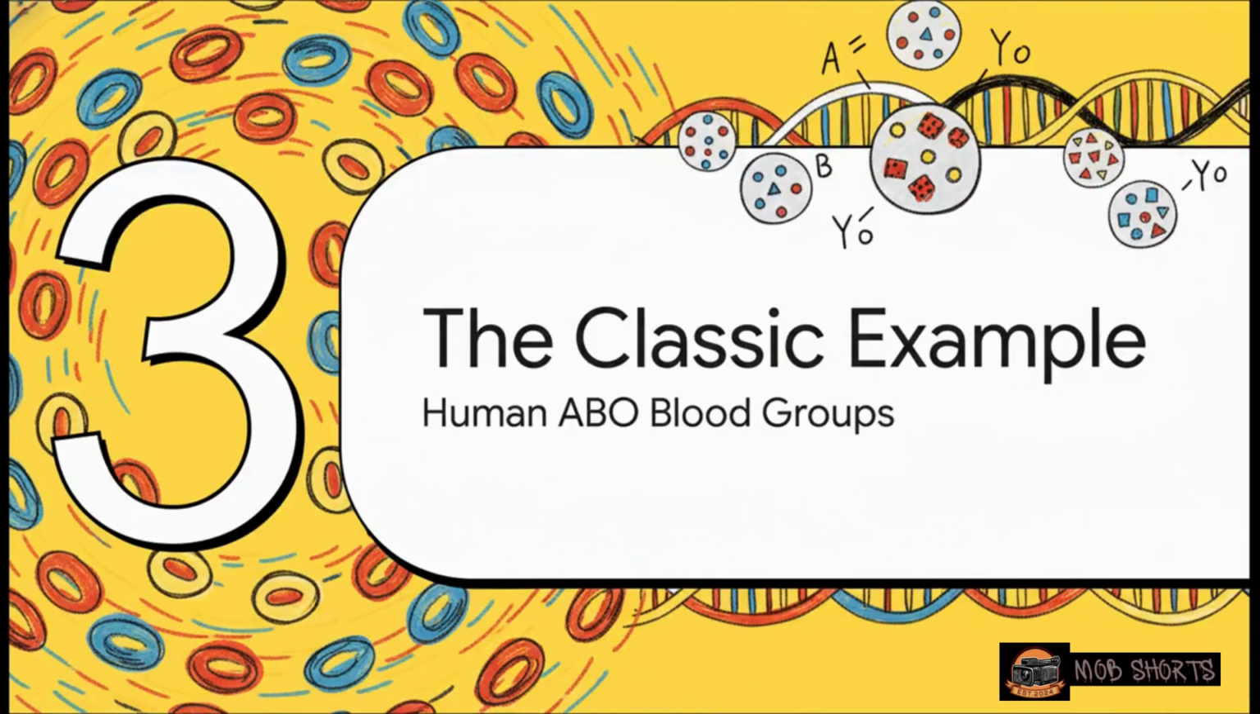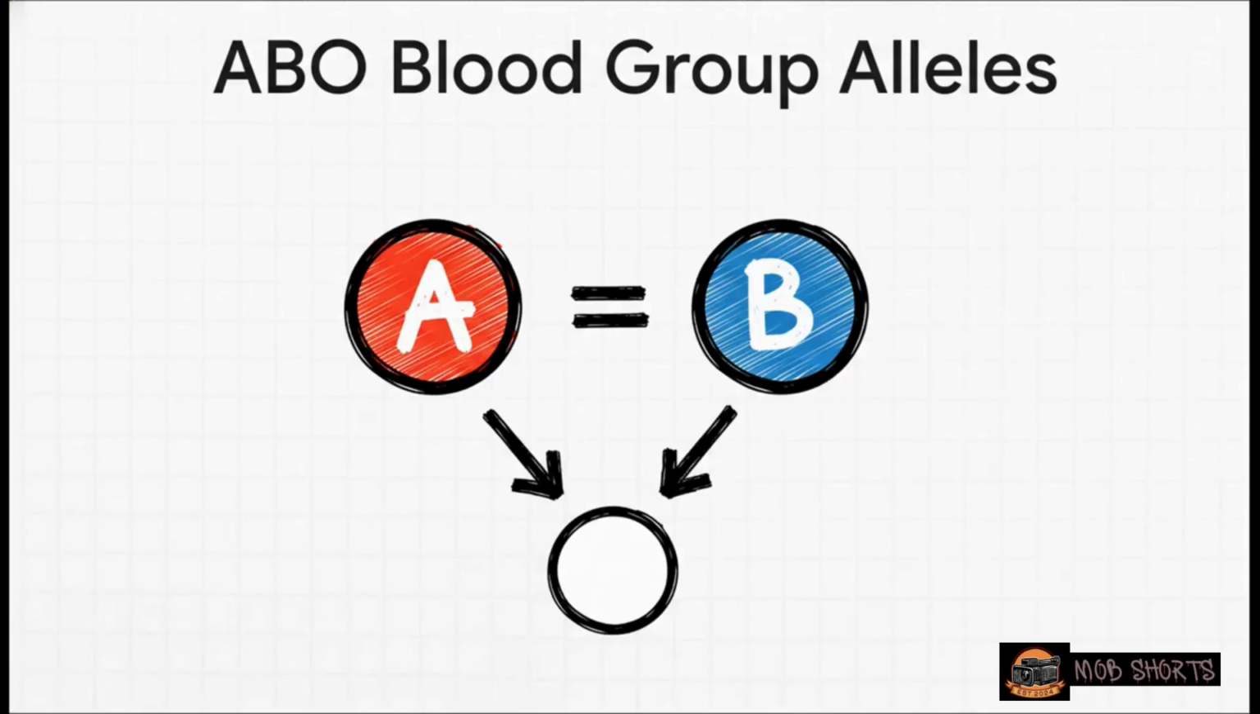Okay, now for the big one, the most important example you're going to see in your exams, for sure. We're talking about the human ABO blood groups. You'll definitely want to know this system inside and out. So what makes this system so cool and a great exam question is that it actually shows us both codominance and complete dominance at the same time.